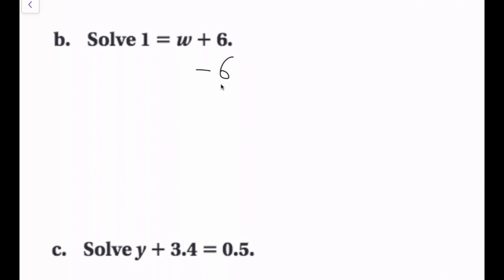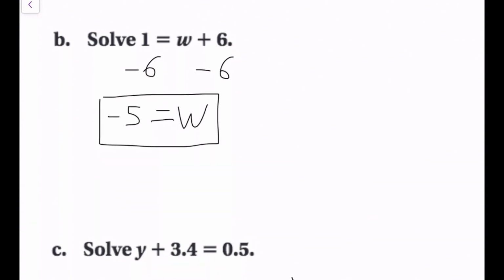But remember, if I change the value on one side, I have to change the value by that exact same amount on the other side. So since I subtracted 6 here, I have to subtract 6 on the other side of the equation. Now the positive 6 and the negative 6 cancel because 6 minus 6 is 0. And for addition and subtraction, adding or subtracting to 0 means it's canceled. So now I'm just left with w. And then over here, 1 minus 6 is negative 5. Once again, I can check my answer by plugging negative 5 in for w. And negative 5 plus 6 does equal 1, so I know that I have the correct answer.